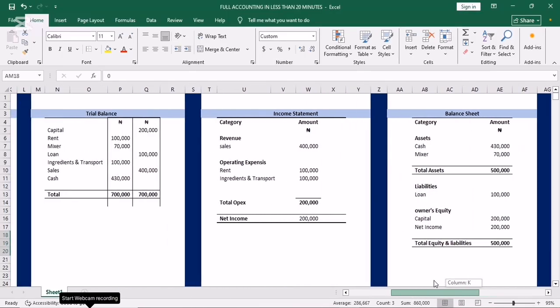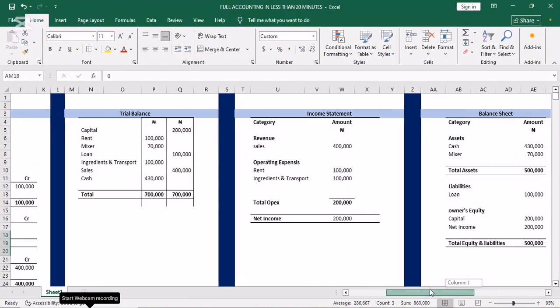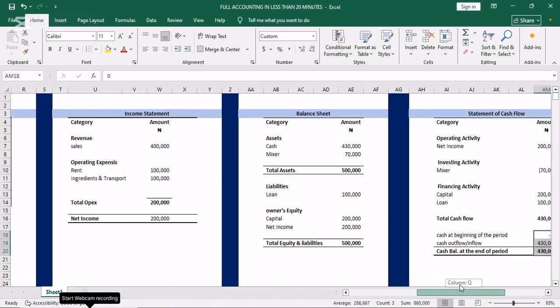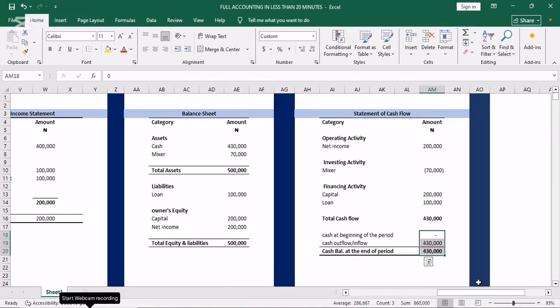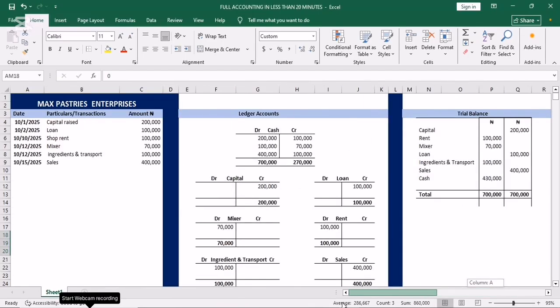So this is the end of our exercise on working on the financial reporting. So we have up here the trial balance, we have the ledger account starting from the source document, the income statement, balance sheet, and the statement of cash flow. This is a whole lot of accounting in just a moment. All right. So the business has a whole bunch of money, 430,000 at the end of the period. This definitely states that the business is doing really well. So enough cash inflow, a minimal cash outflow in the mixer, which is about 70,000. All right, so Mass Pastry Enterprises is a business worth doing well.